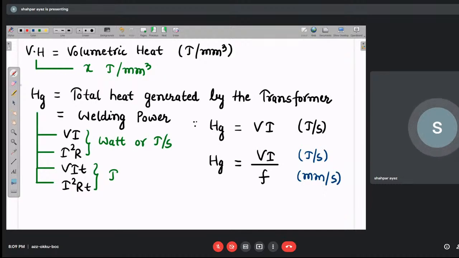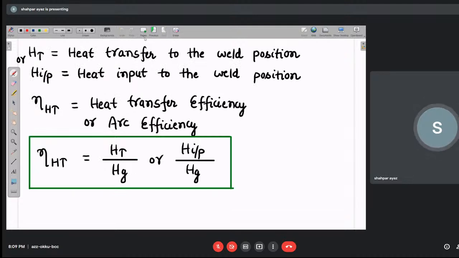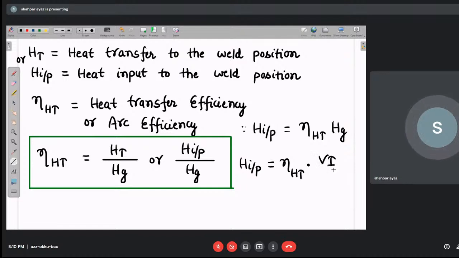Sometimes in the GATE exam they ask you to find the heat generated in joule per second, you use VI by F, right? Similarly, if I ask you what is the heat input to the weld, it is your heat transfer efficiency into heat generated. So heat input to the weld is heat transfer efficiency into VI by F.